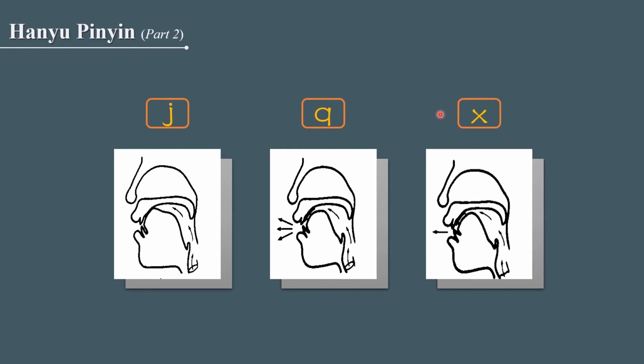Attention! The surface of the tongue touches the hard palate when pronouncing ji and qi. While qi brings out a strong air flow, ji doesn't. When xi is pronounced, the surface of the tongue approaches the hard palate without reaching it, leaving a gap in between.